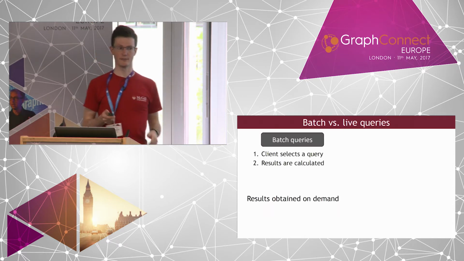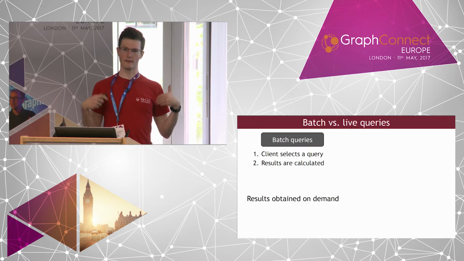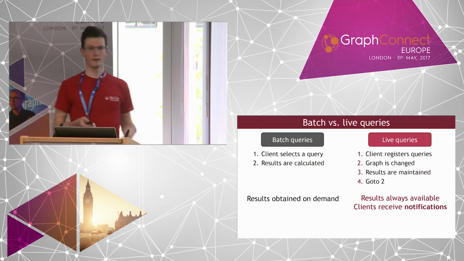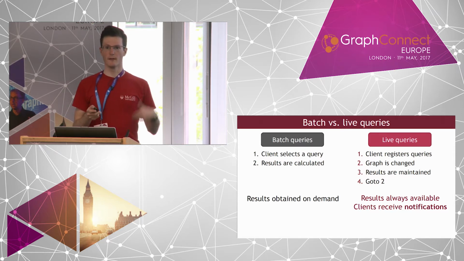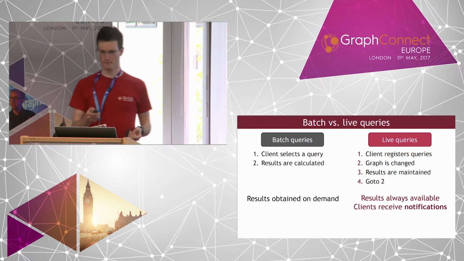Traditionally, databases have batch queries, which means that the client issues the query, the database calculates the results, and then the results are returned on demand. On the contrary, live queries are calculated continuously. First, the client registers a set of queries, and upon each change, it maintains the results. So basically, the latest results are always available, and the client is able to receive notifications from the server.